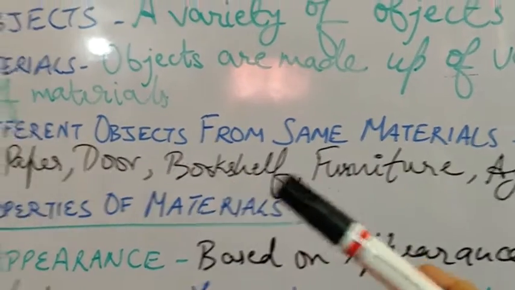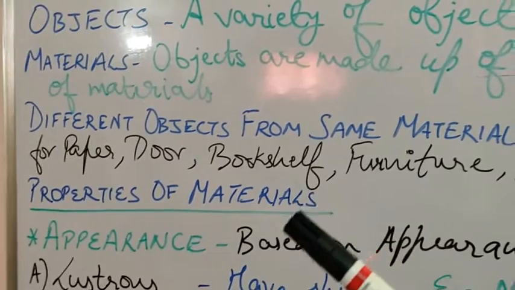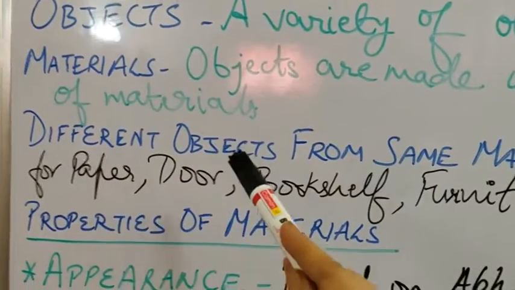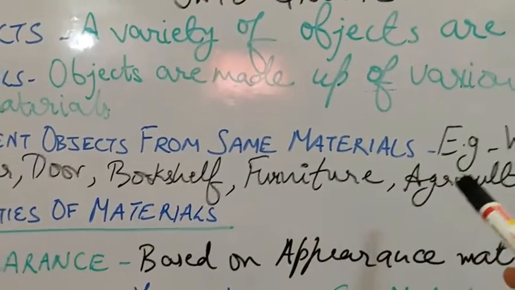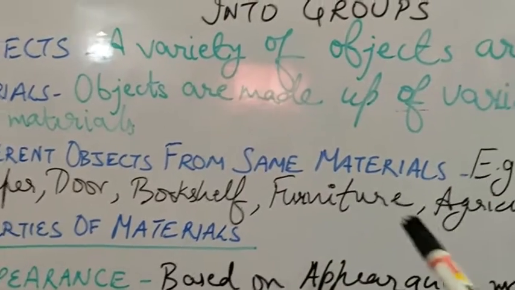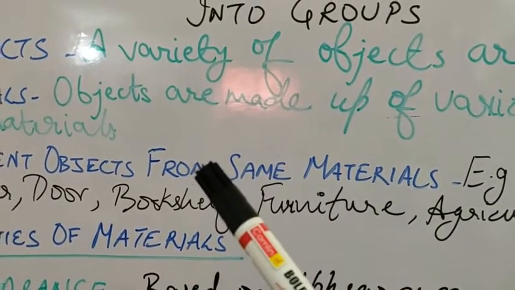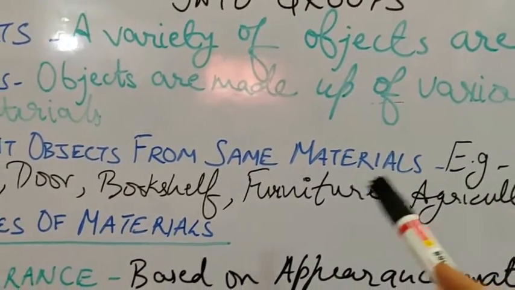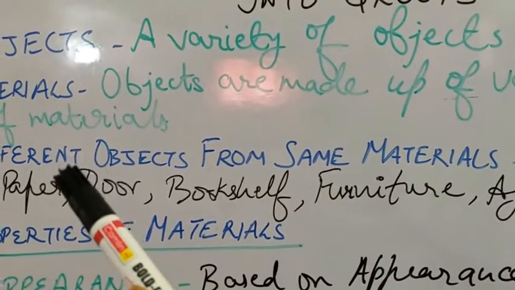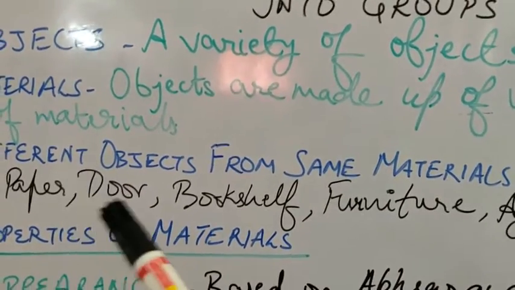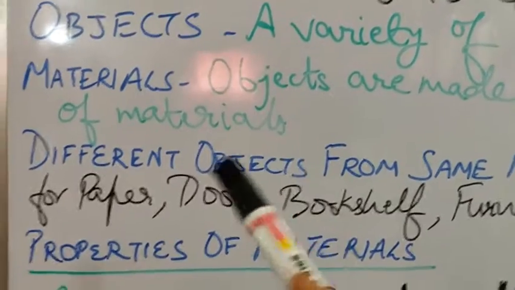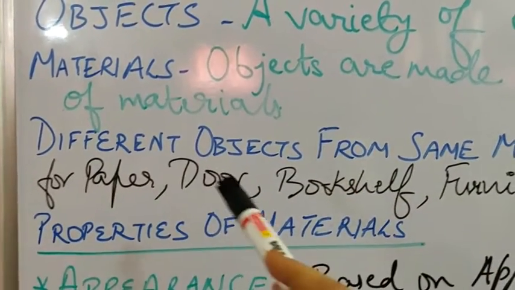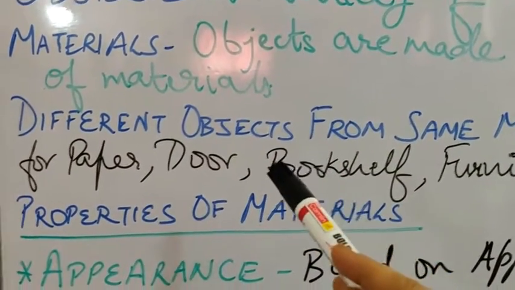Okay, so students, there are two different concepts: different objects made from the same material, or we can say the same material used for different objects, that is the same thing. Or we can say that an object can be made from different materials.